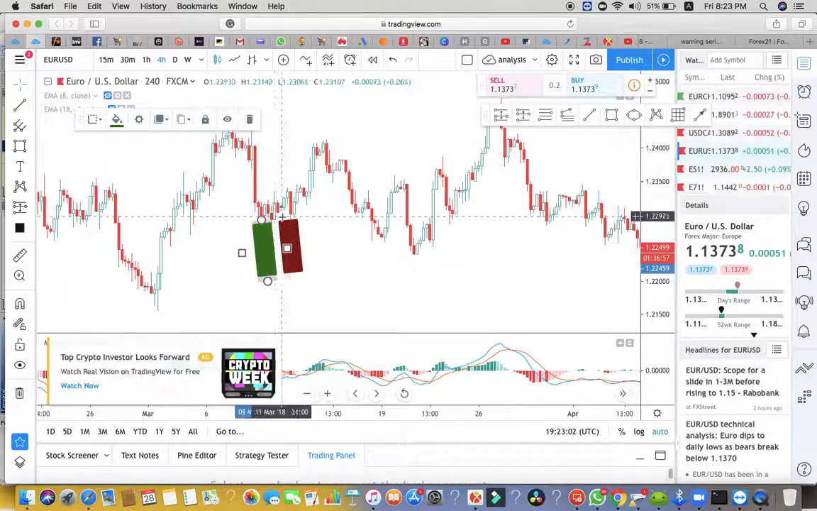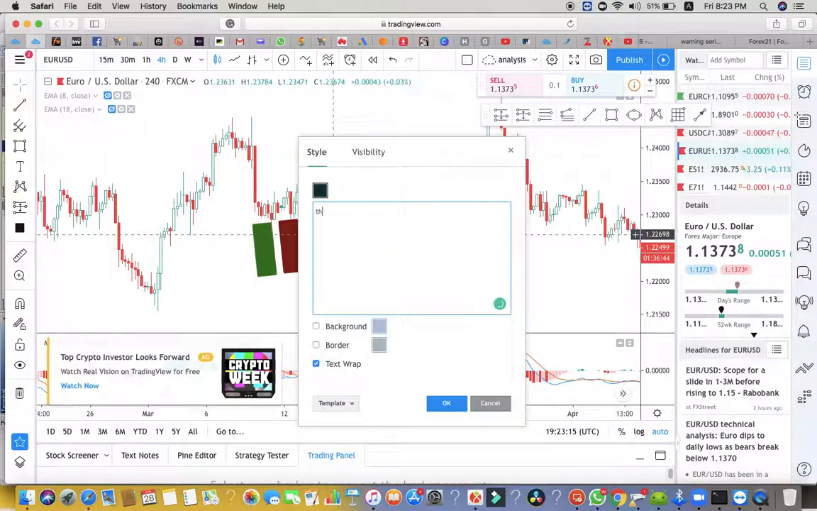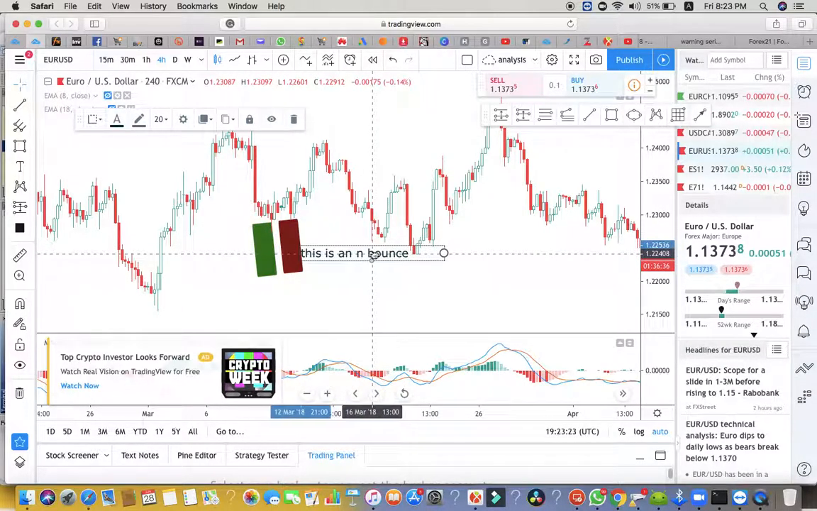So, if you now want to be logical, the market went up and then came down. So it reversed. So this is an N bounce. This is how you know an N bounce. Let me state that, this is an N bounce. Have you seen it?